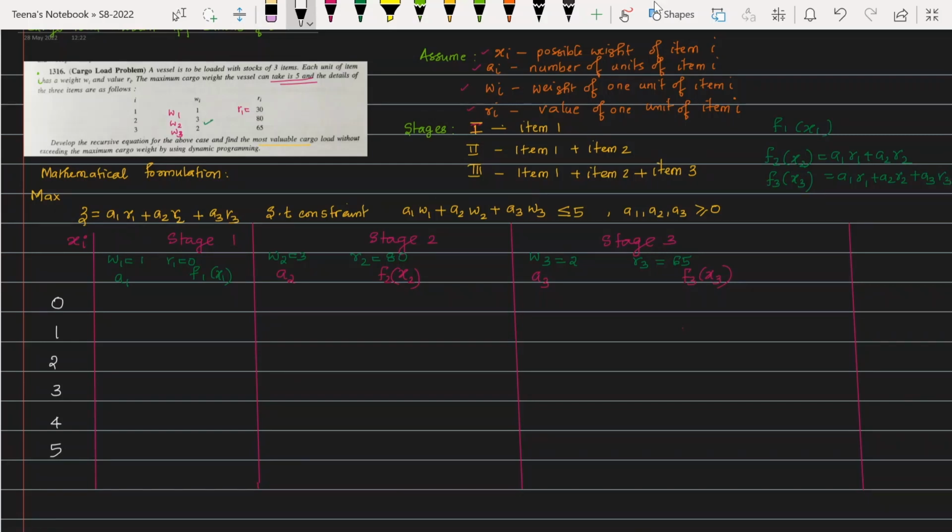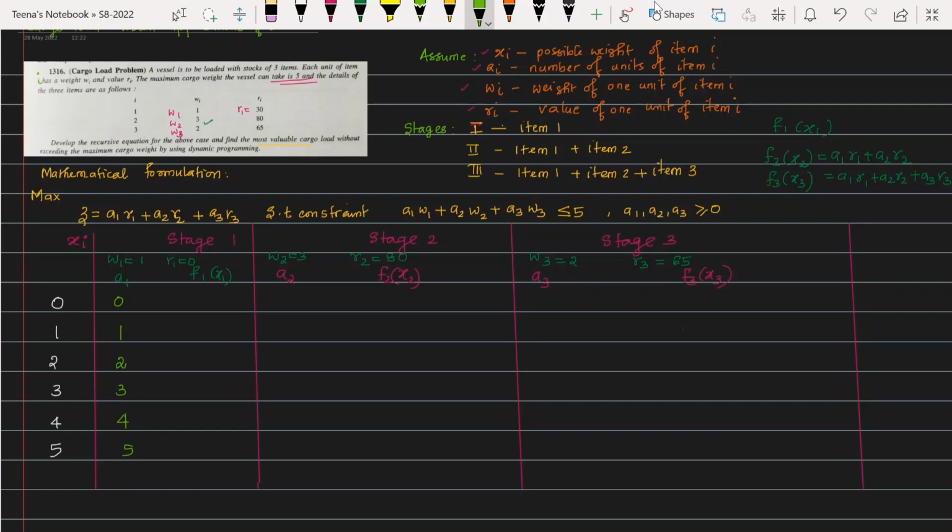Okay. Now let us find our A1 and F1 X1. So in stage 1 we consider item 1 only. So here A1, number of units of item 1 is 0. In order to have a cargo weight of 0 unit, then here we need to have 1 unit of item 1. Here we need to have 2 units of item 1. We need to have 3 units of item 1 in order to have a cargo weight of 3. Then we need to have 4 units of item 1 so as to have a cargo weight to be 4. Then 5 in order to have the cargo weight to be 5.